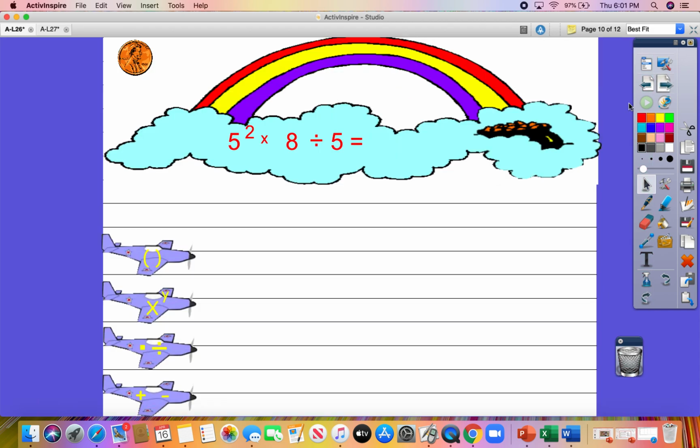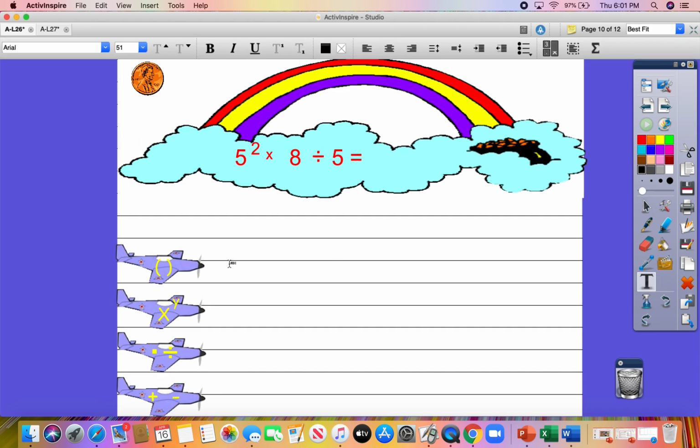Let's try another one. So this time, what am I going to do first? Is there any parentheses? No, there's not any parentheses. So there's nothing for me to write there. I don't think these planes move. Okay, so no parentheses. All right, exponents. 5 squared. 5 times 5. Well, that equals 25 times 8 divided by 5.